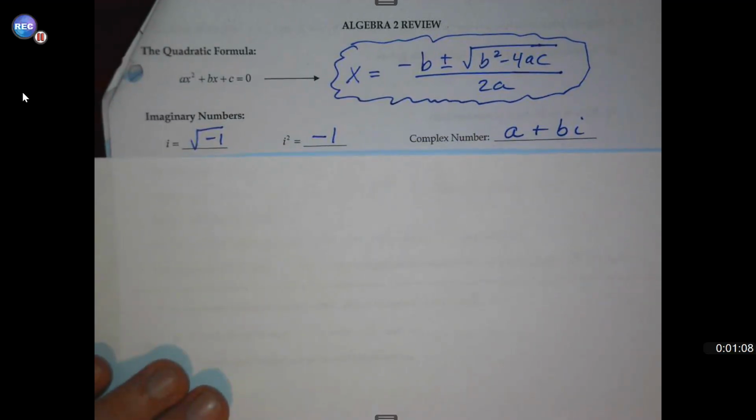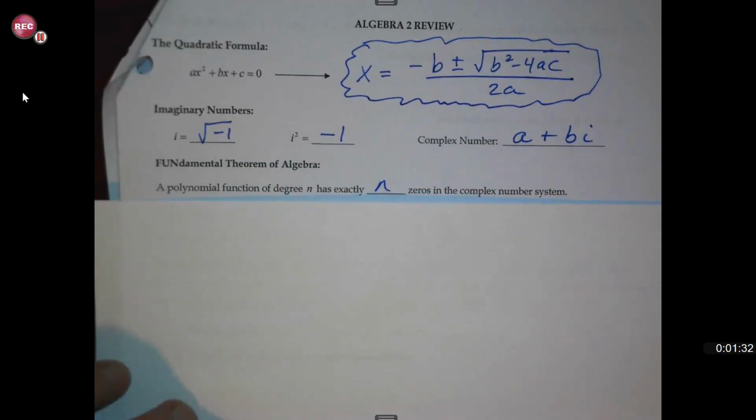All right, next up are imaginary numbers. In Algebra 2, you learned that i is equal to the square root of -1. So if I square i, I'd have to square the square root of -1, and that would leave me with -1. And a complex number is just the combination of a real number and an imaginary number, so it's written as a plus bi.